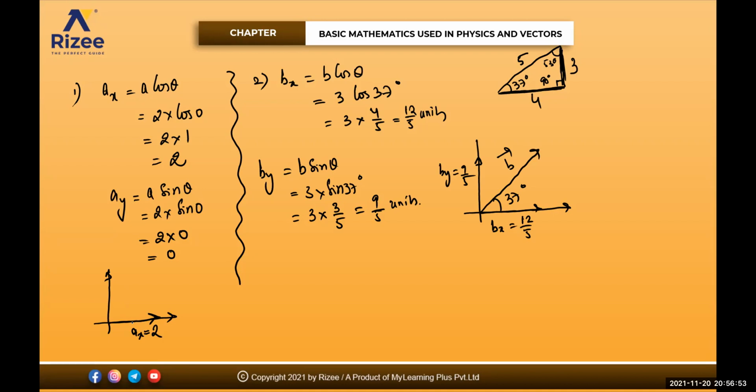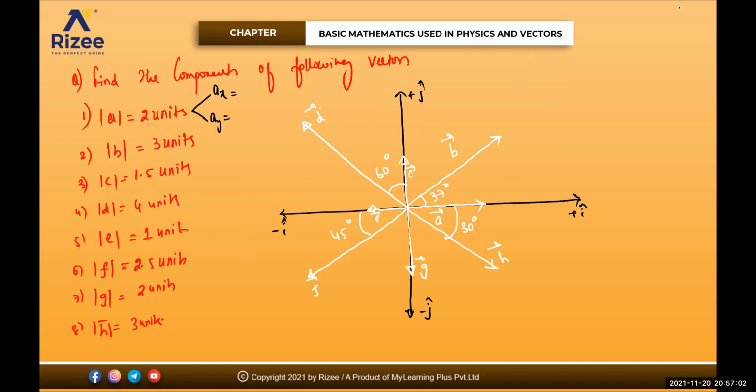Any doubt to anyone? No, sir. So now can you do the third, 4, 5, 6, 7, 8 on your own? Sir, C is making angle 90. Which one, beta? C. C is making an angle of 90. Okay, na? Yes.